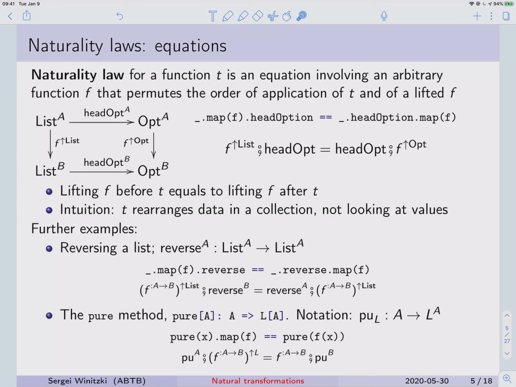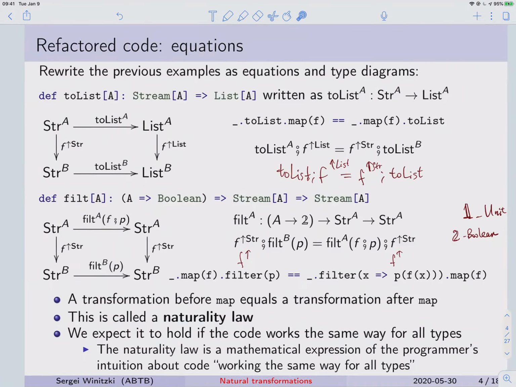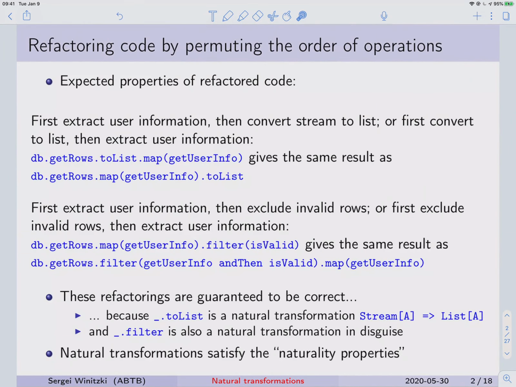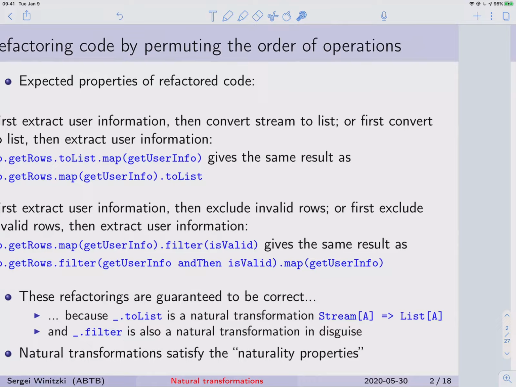And you permute the order of application of T and of the lifted function f, map of f, where f is an arbitrary function. So T is a fixed function that is the natural transformation, such as this, and f is an arbitrary function. So in our first example, we had these getUserInfo functions instead of f, but f can be anything. It can be any function from any type A to any type B.